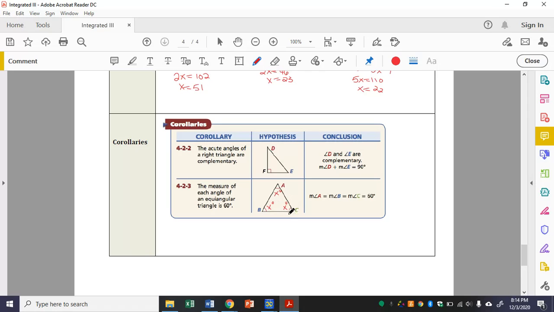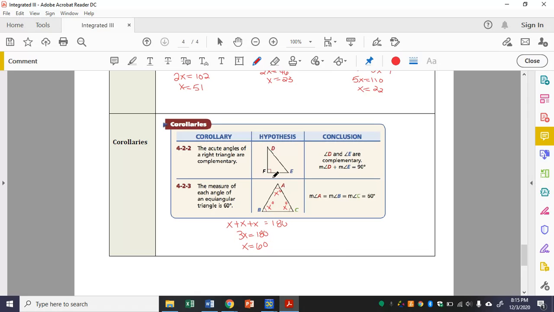Okay, we already know from the angle sum theorem that if I add all of these together, we'll add up to 180 degrees. So we set that equal to 180. So over here, if we have x plus x plus x, we have 3x equals 180. And when we divide that, we get that x is equal to 60. So that's why every single interior angle on an equiangular triangle is always going to be 60 degrees.